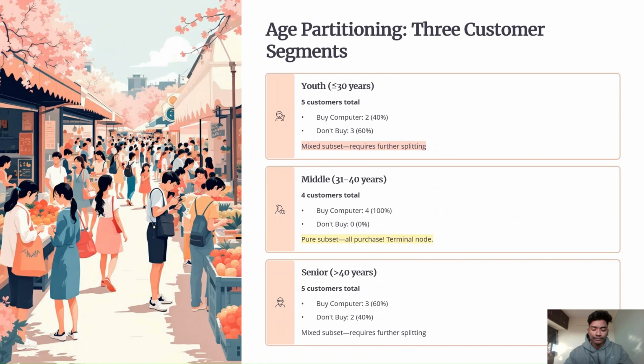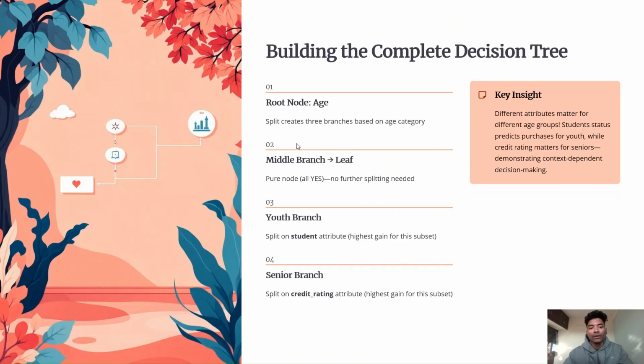Now let's build the tree. The root node is age. Middle aged directly gives yes, a pure branch. Youth splits using the student attribute: student yes means yes, student no means no. Senior splits using credit rating: excellent means yes, fair means no. Different age groups depend on different attributes, showing context-based decision making.